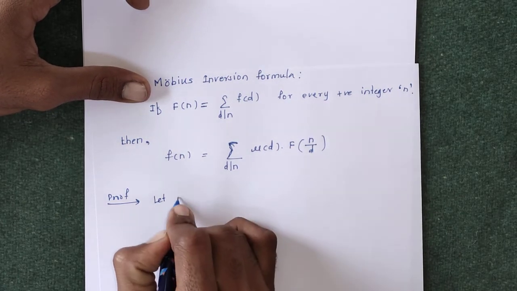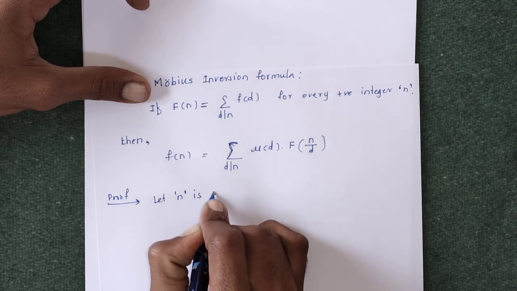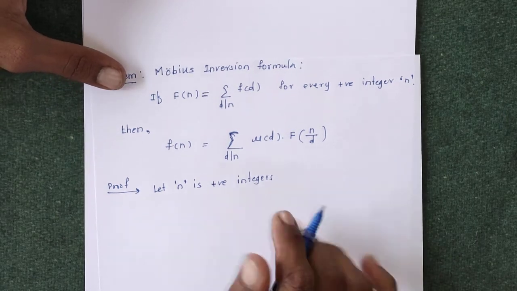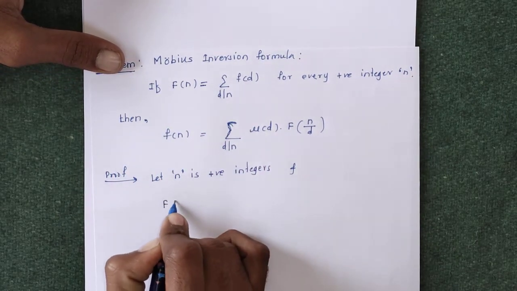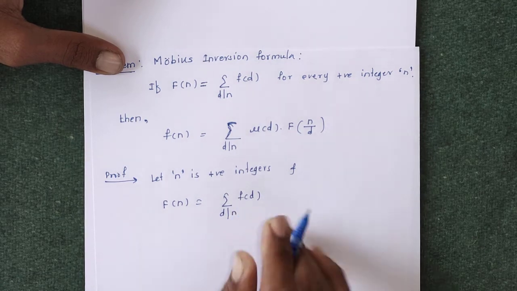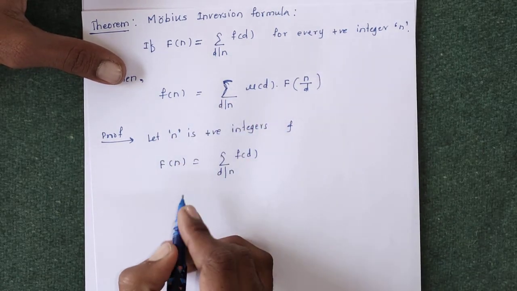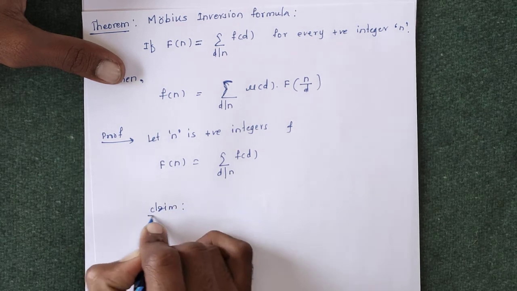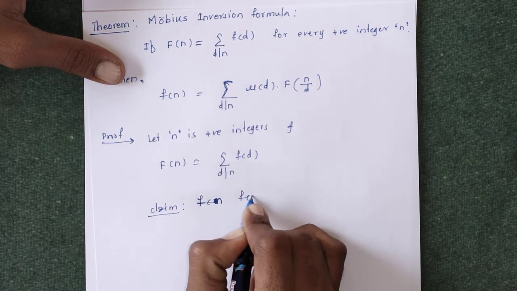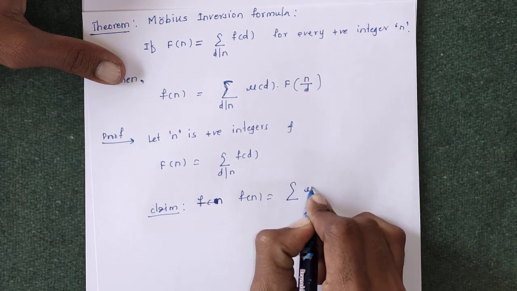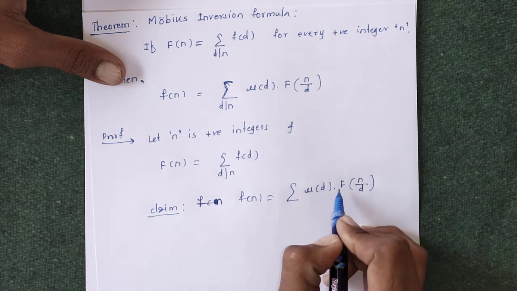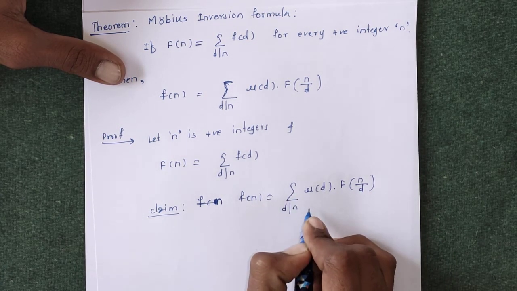First of all, we are going to write the given things. n is a positive integer, and capital F of n is given as the summation of f of d, where d divides n, and our claim is small f of n is equal to the summation of mu of d into capital F of n by d, where d is a divisor of n.